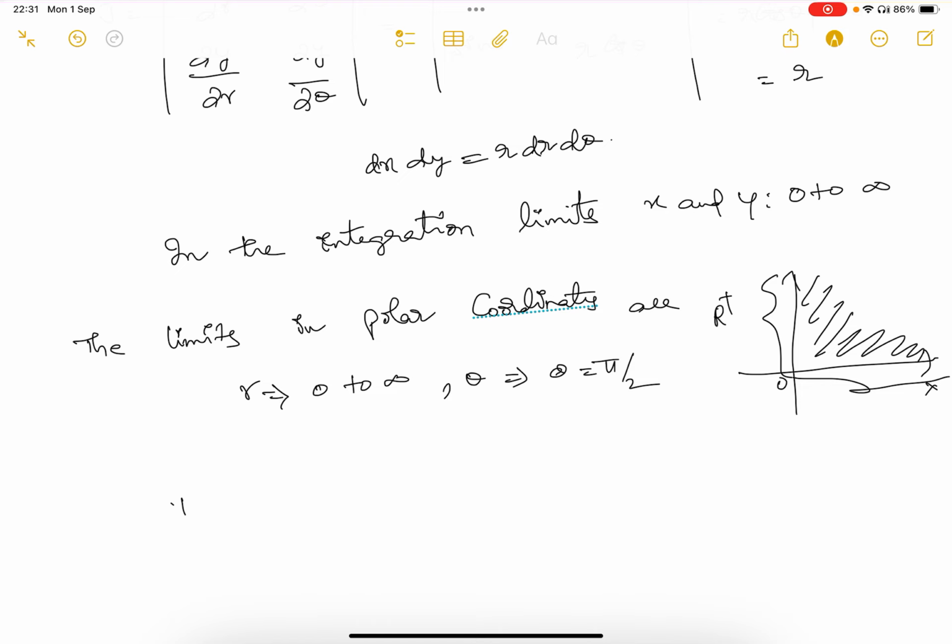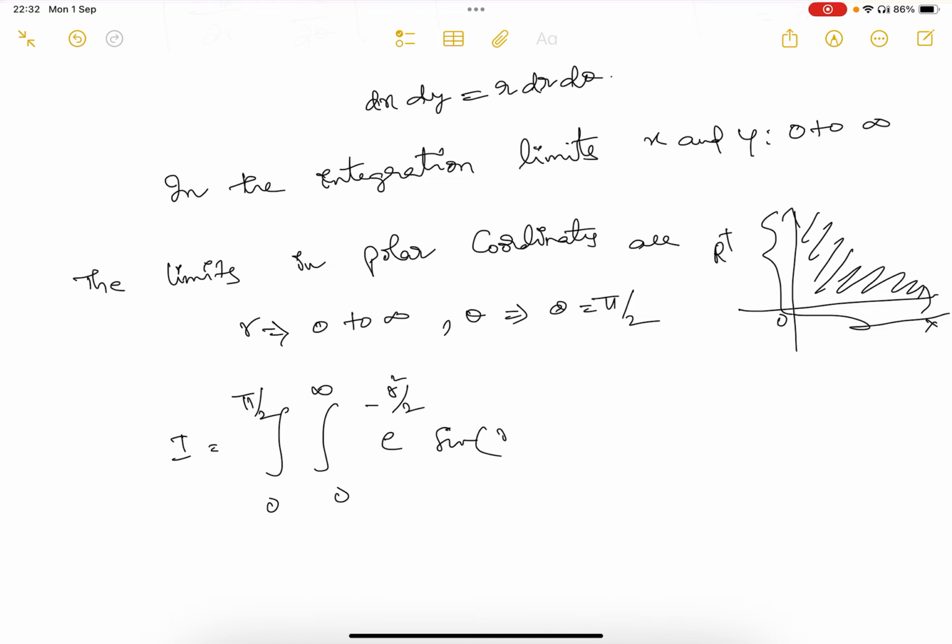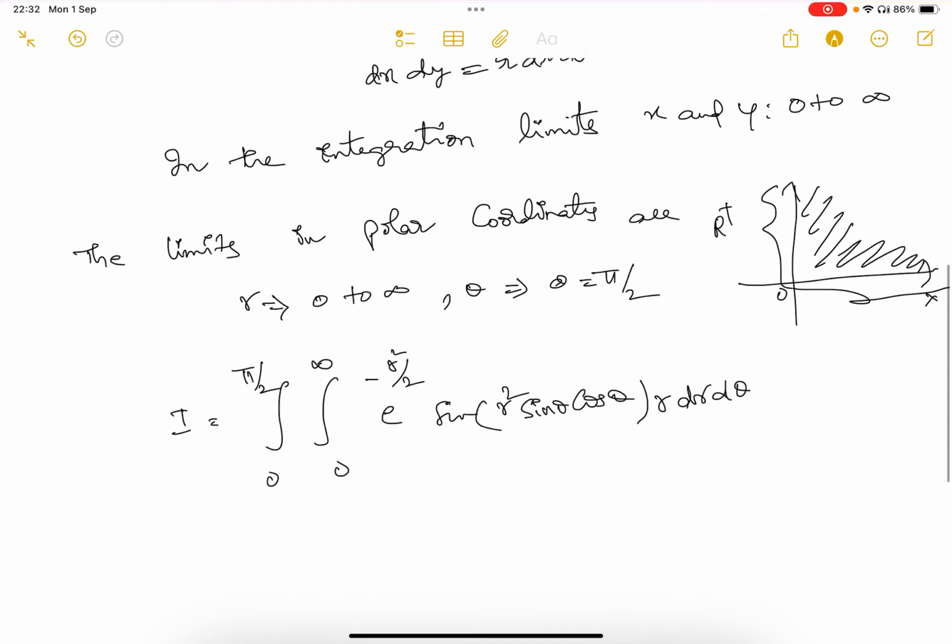Then I will be integral 0 to pi by 2 for theta, and for r it will be 0 to infinity, e power minus (x square plus y square), right? x square plus y square is r square by 2. Then sine of xy will be r square sin theta cos theta, and dx dy is r dr d theta. Fine.